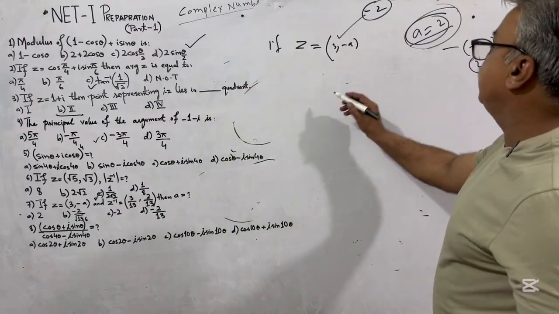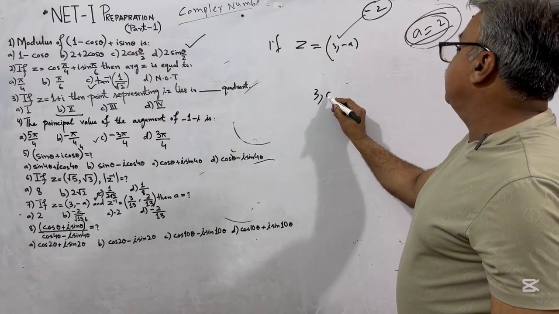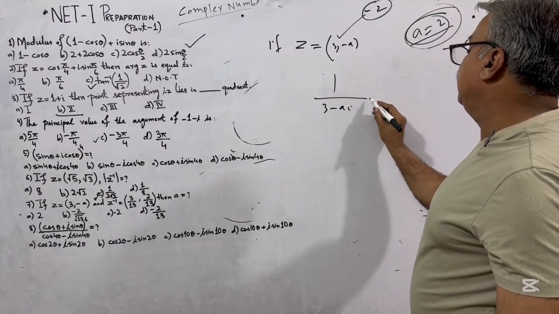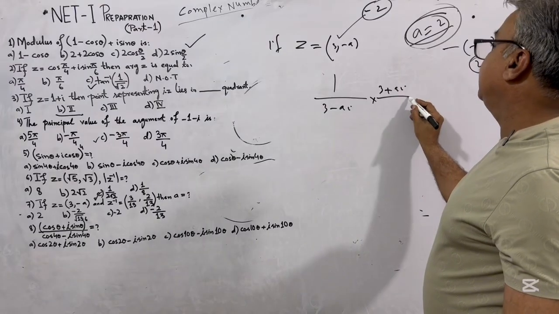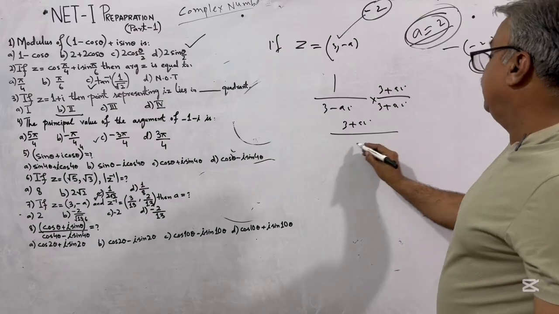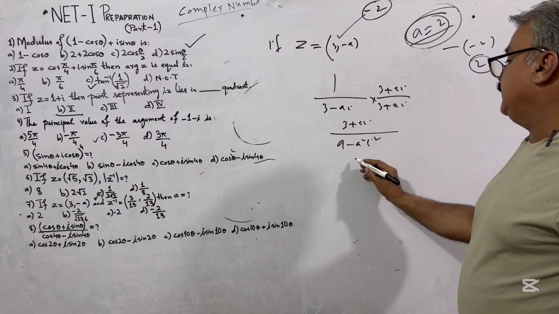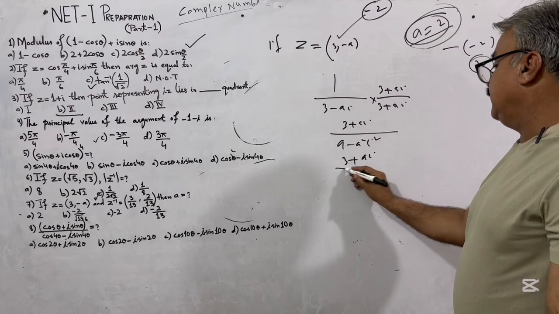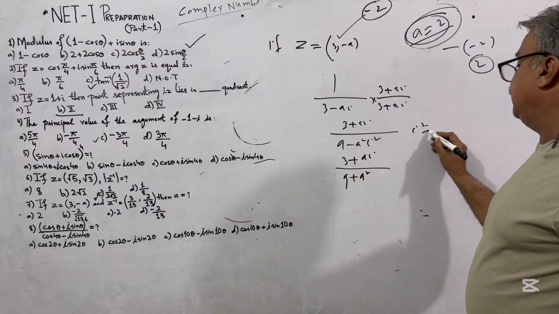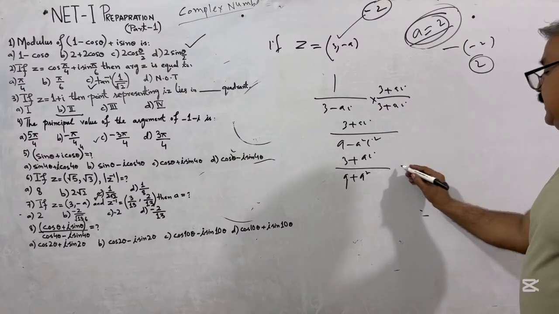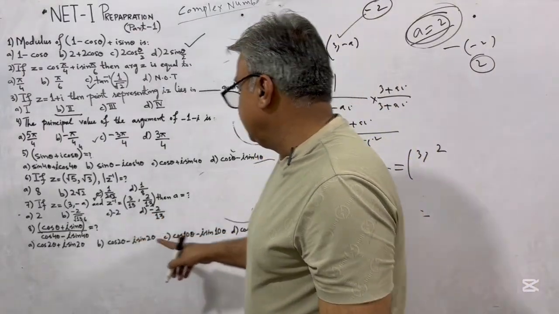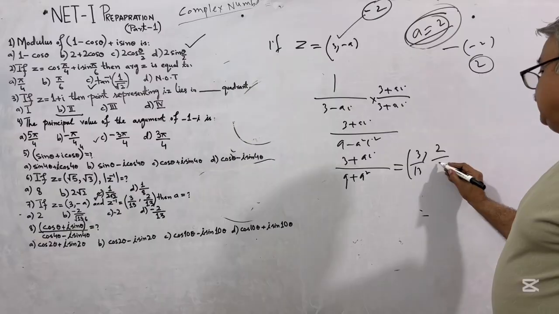Here, it's our 3 minus A iota. For the multiplicative inverse, rationalize: 3 plus A iota divided by 3 plus A iota. 3 plus A iota divided by 9 minus A square iota square. It will become 3 plus A iota divided by 9 plus A square, as value of iota square is minus 1. It is given to us, it's equal to 3 over 13, 2 over 13.